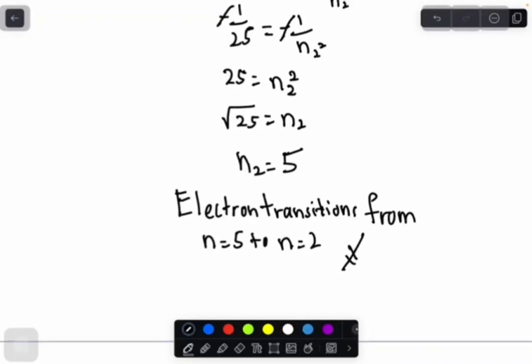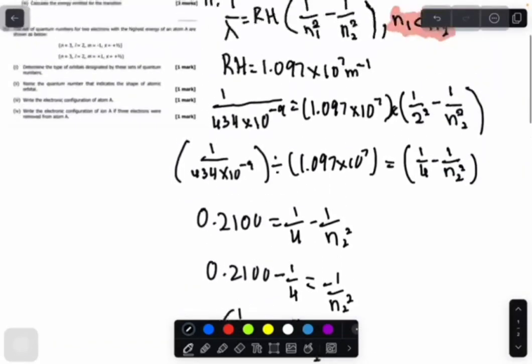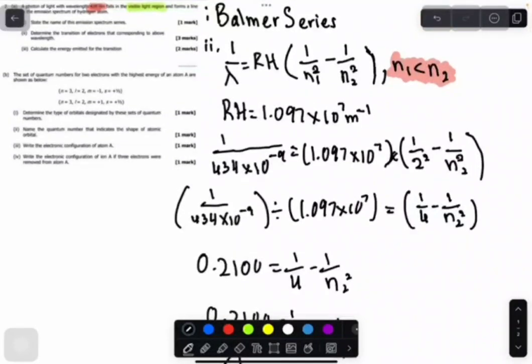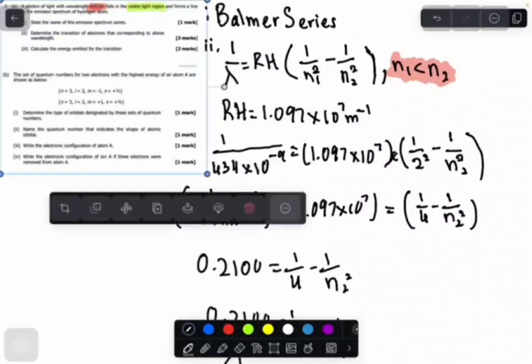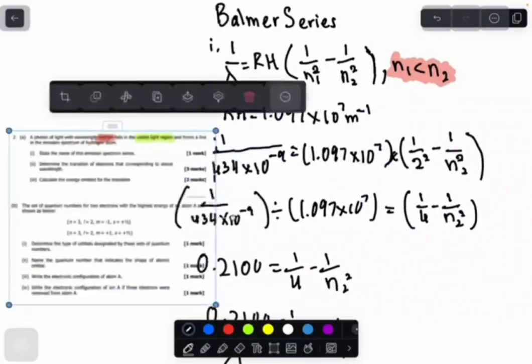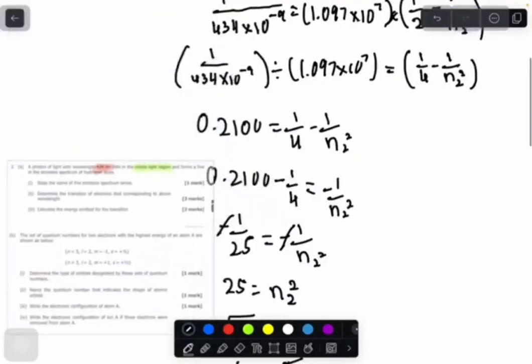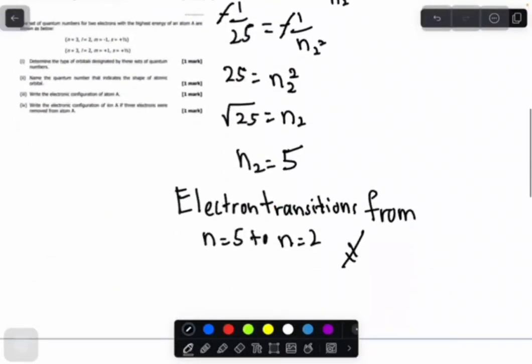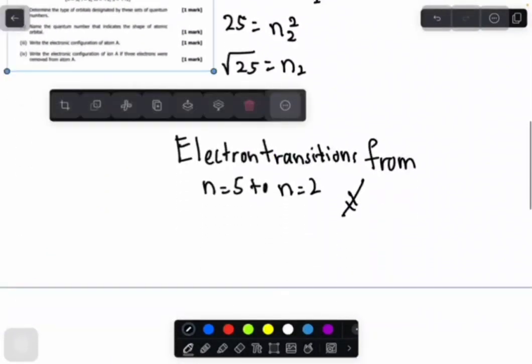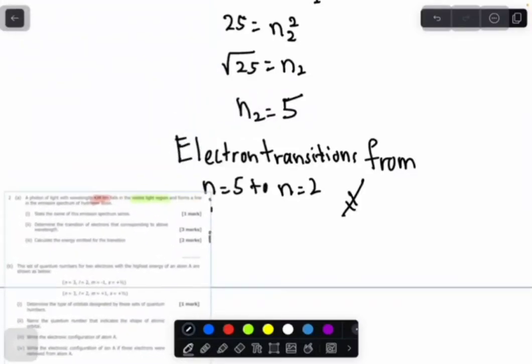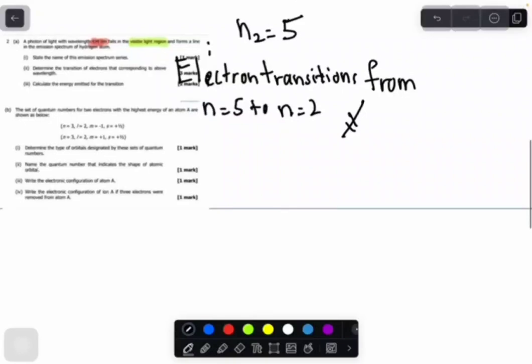So now moving on to Roman 3. Roman 3's question is, calculate the energy emitted for the transition, and it's 2 marks. I'm going to bring the question down for you guys so that y'all can see better. Hold on. Alright. Hope y'all can see better.